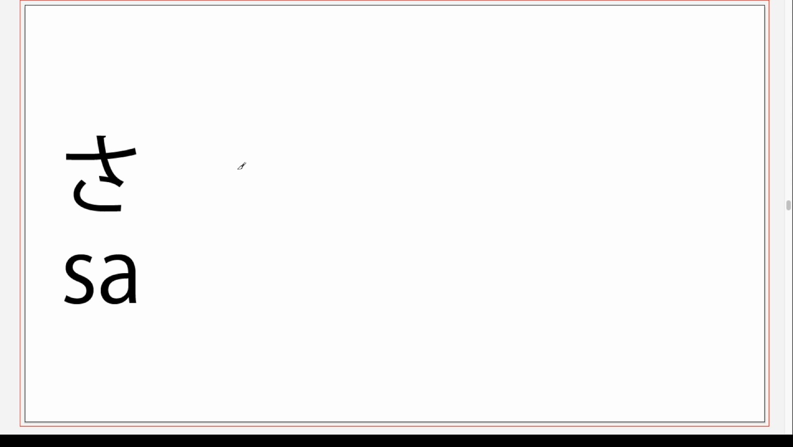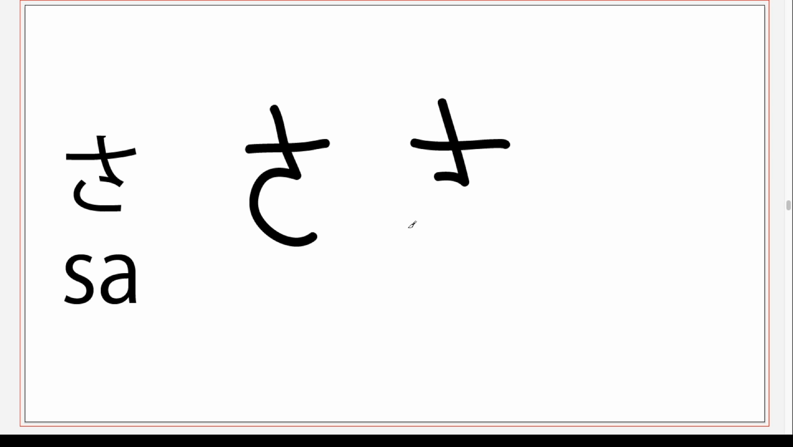Okay, first we have sa. And if you remember from last time with ki, you notice how there's this little hole here? Just like with ki that we learned last time, there's two ways to do sa. So let's look at both of them. So first, 1, 2, that is sa. And 1, 2, 3, that is also sa.